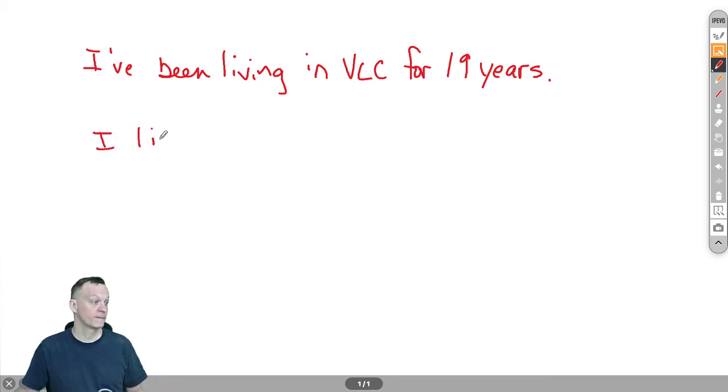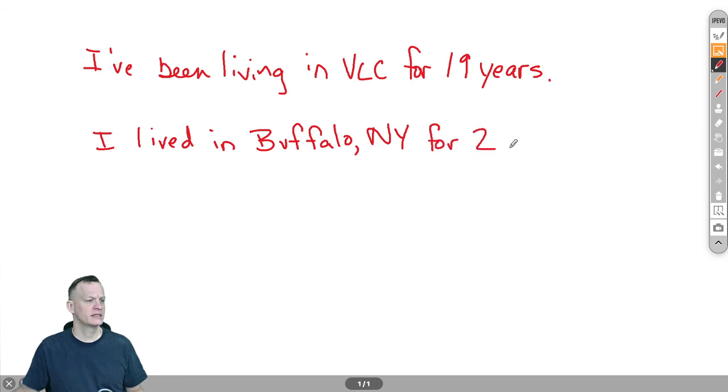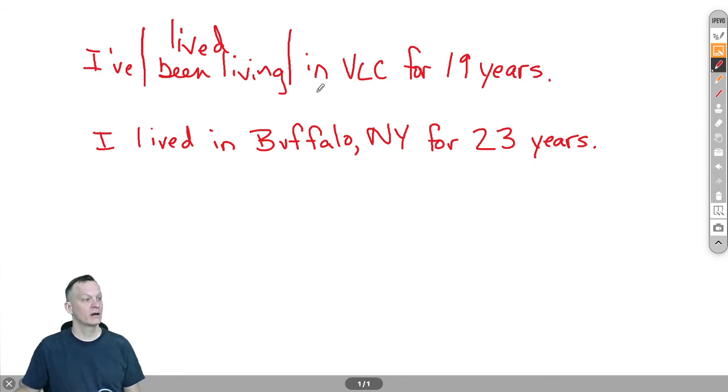I lived in Buffalo, that's New York, for 23 years, more or less. Okay, so I lived in Buffalo, New York for 23 years. I've been living in Valencia, or I've lived, we can say as well, because both of them are correct. I've been living, or I've lived in Valencia for 19 years. I lived in Buffalo, New York for 23 years. I don't live in Buffalo now. It's in the past and it's finished. But I do live in Valencia.